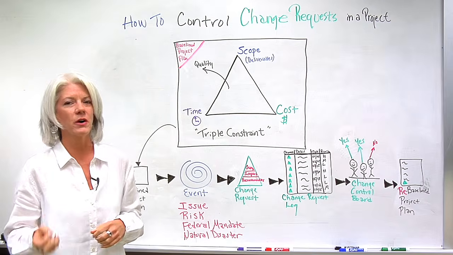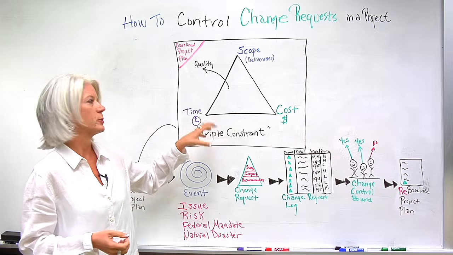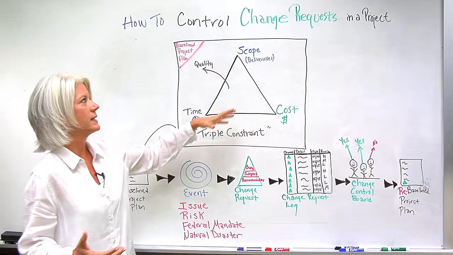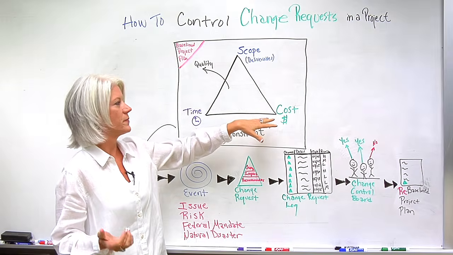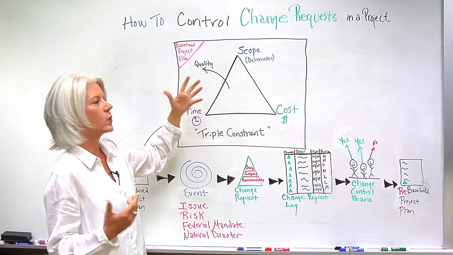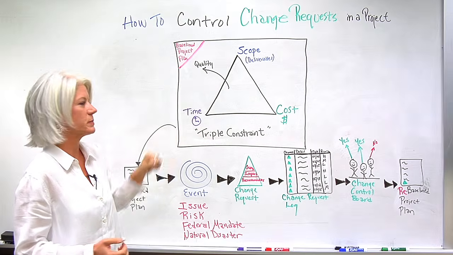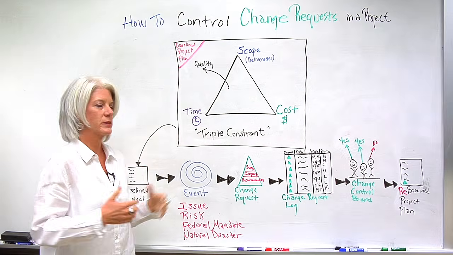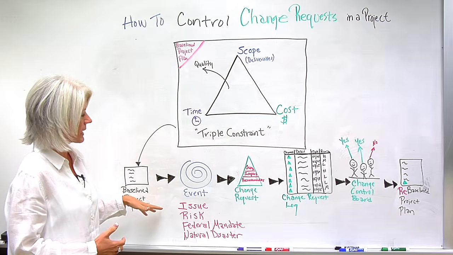So again, what we're talking about is the components of the triple constraint. The triple constraint has to do with the scope, which are the deliverables, the cost or the budget, the time or the schedule, and the quality. And this is all incorporated in the baseline project plan. So what happens throughout the project is we begin with the baseline project plan.